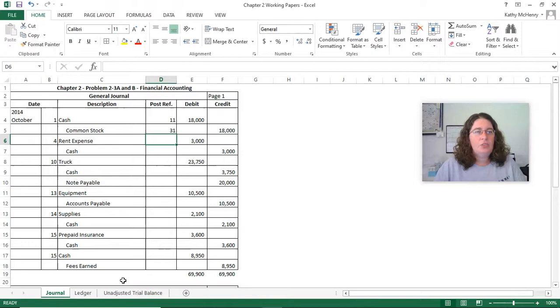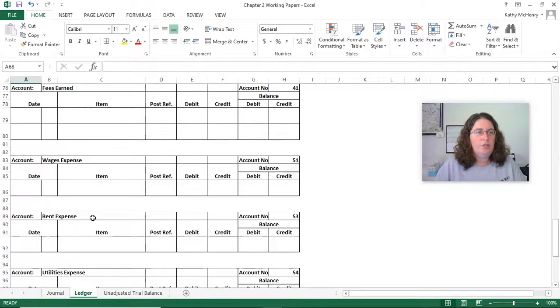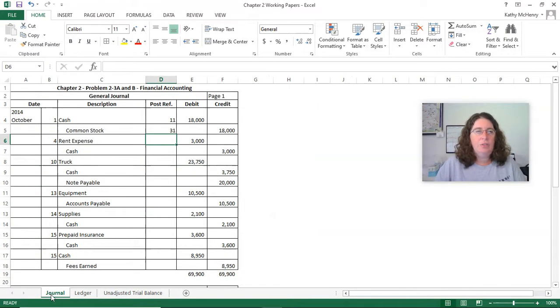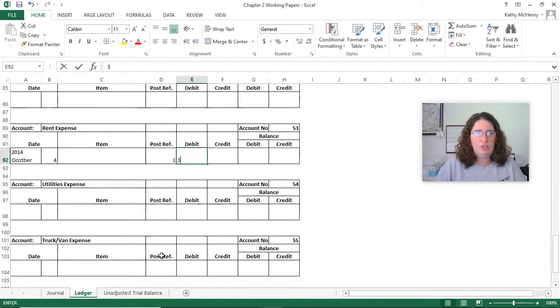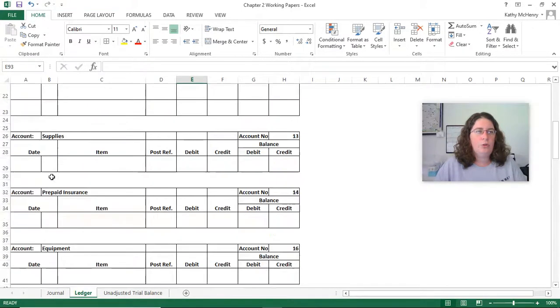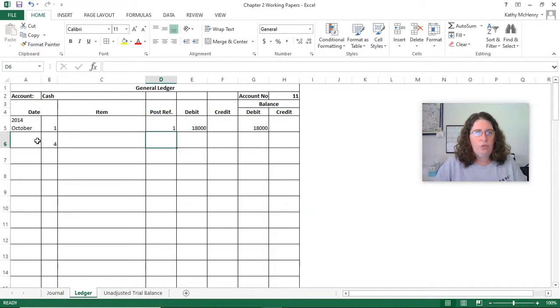Fourth, rent expense, debit of $3,000. So I'm going to find rent expense. On the 4th was a debit of, I have a very short memory, $3,000, which gives me a balance of $3,000. Number 53 goes back there. A credit to cash of $3,000 on the 4th. So I'm going back to cash. 4th, page 1, $3,000.